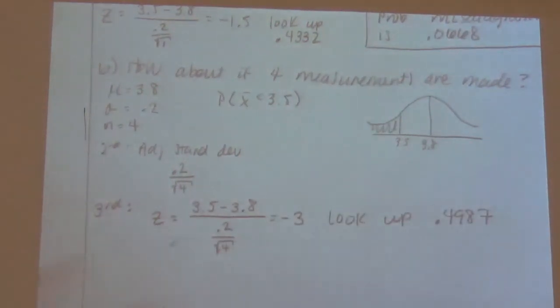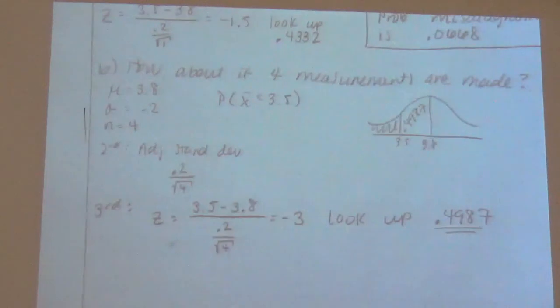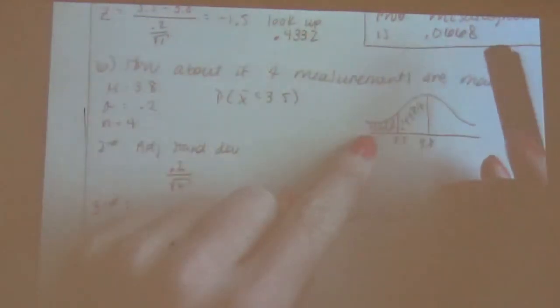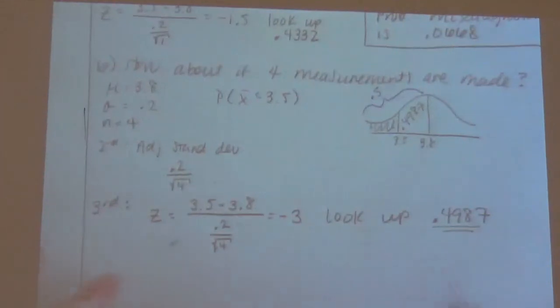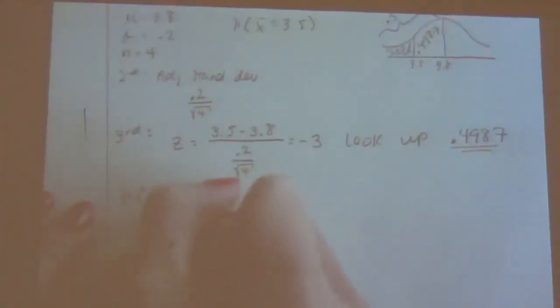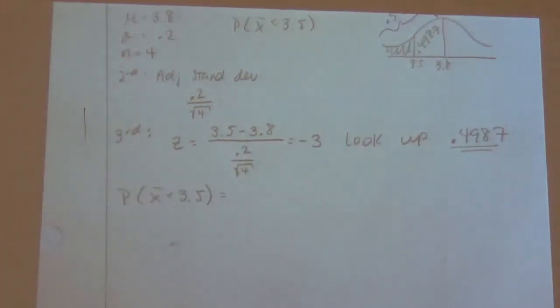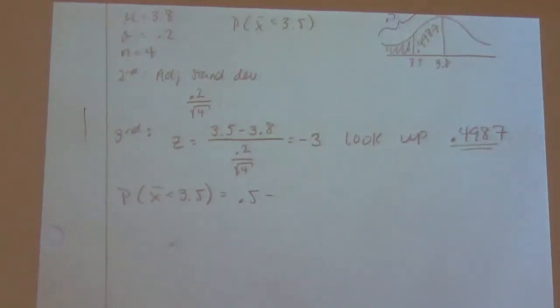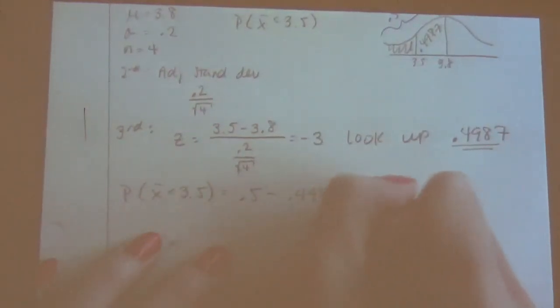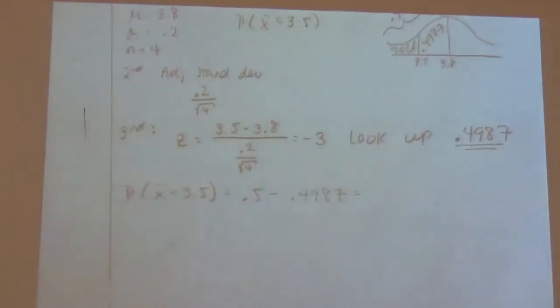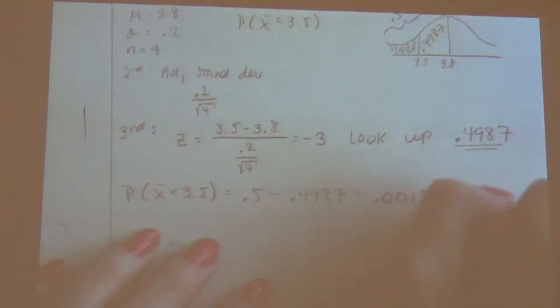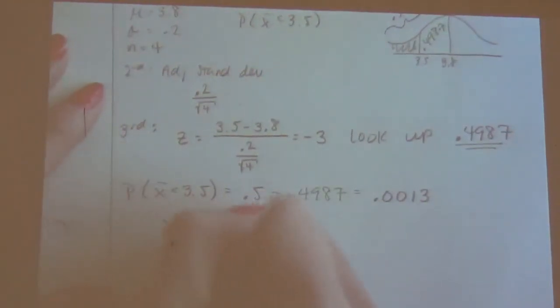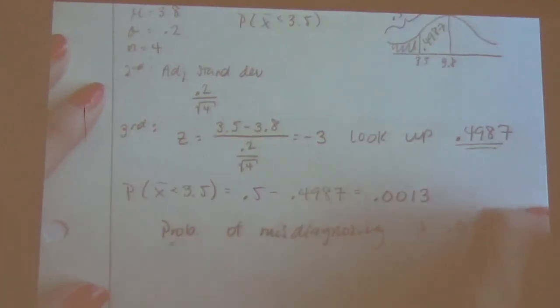What that tells me is that this piece right here is 0.4987 based on the table I'm using. Well, I want this shaded piece right here. I know this whole half is 0.5. Therefore, for my probability that x bar is less than 3.5, I have my blue piece, 0.5, minus my green piece, 0.4987. If you calculate that out, we would get 0.0013. So this means that the probability of misdiagnosing is 0.0013.